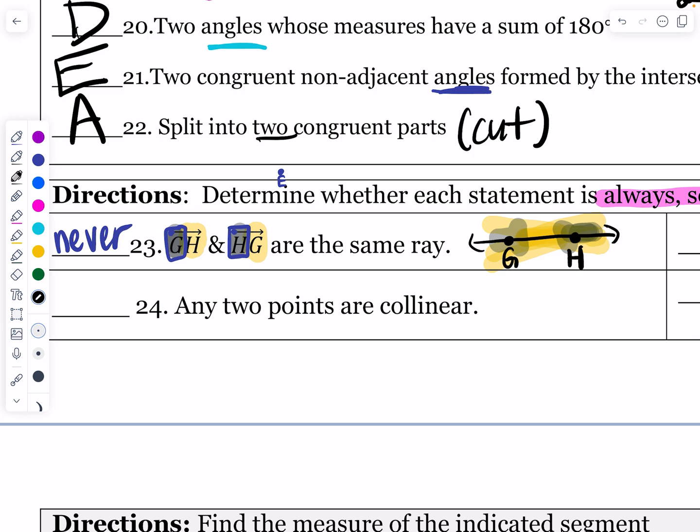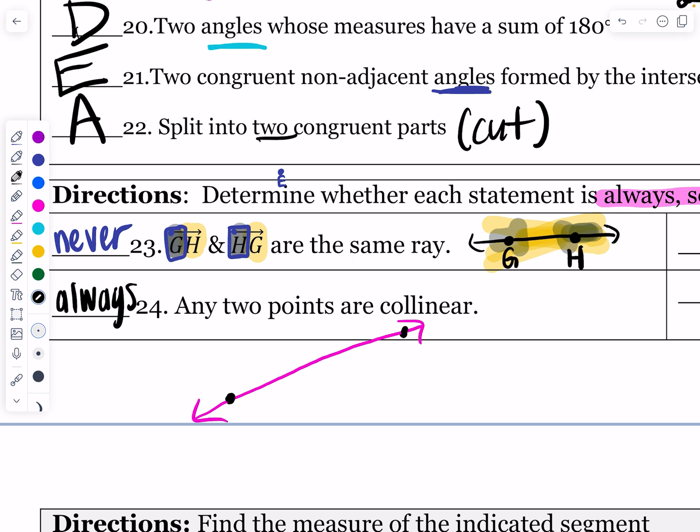All right, this was a commonly missed question on the quiz. Any 2 points are collinear, meaning if I put a point here and a point here, can you connect them with a straight line? Is there a laser that you could shine through them in a straight path? And the answer to that question is yes. Through any 2 points in this world, you can form a straight line through it. So any 2 points are collinear. That is always going to be true. That is 100% true all the time.